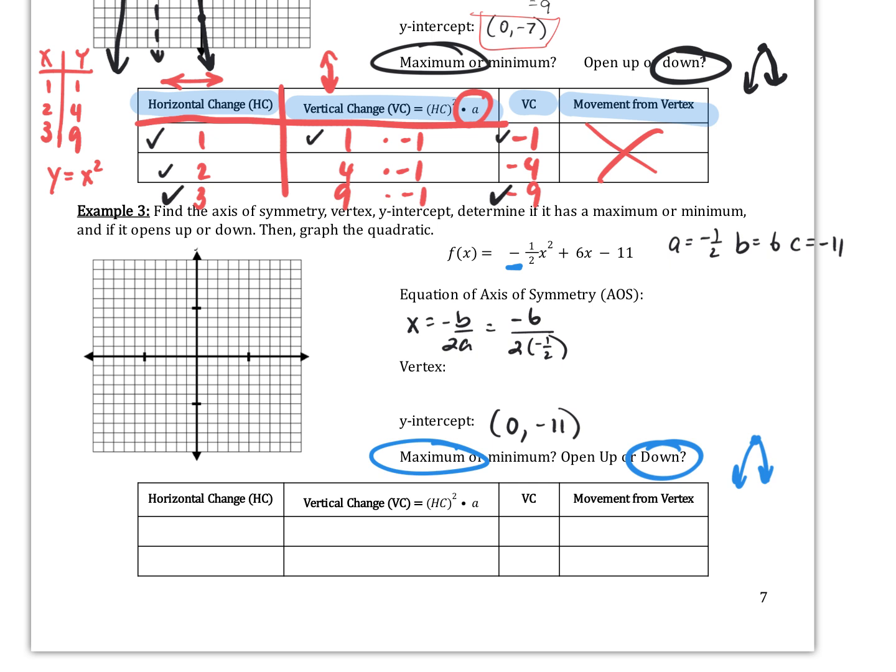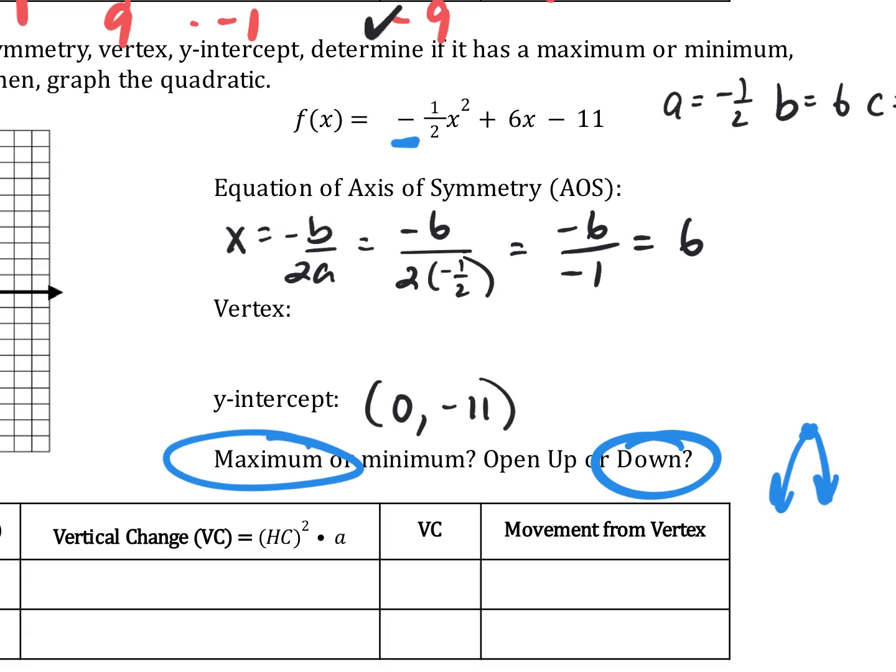Plug in if you want to multiply 2 times -1/2 or 2 times -0.5, okay? What do you get? Hopefully you've figured out -6 divided by -1. That's it, which is equal to 6, okay? So now I'm going to zoom in here a little bit.